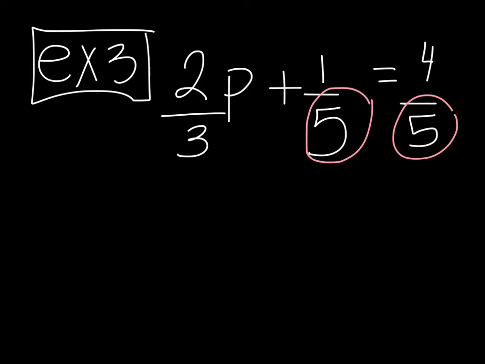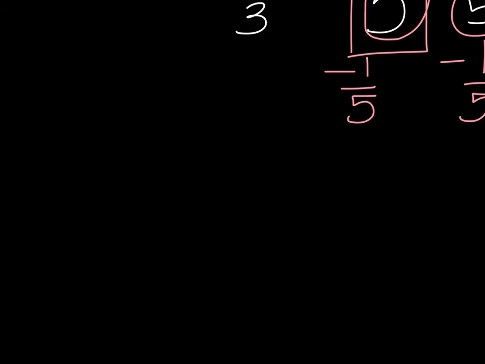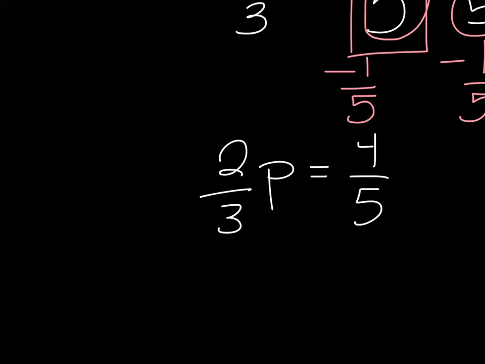Okay, so we can move the left fraction, which I have circled on the box, to the right side. Since it's positive 1/5, I'm going to subtract 1/5 to both sides. Okay, so now we have 2/3 p is equal to 4/5 minus 1/5. Since they have the same denominator, we can just combine them. So this is going to equal 5.